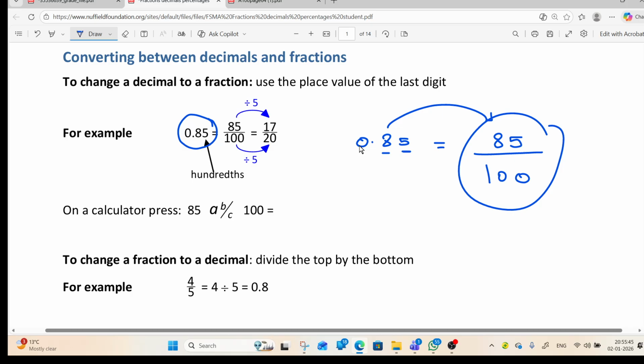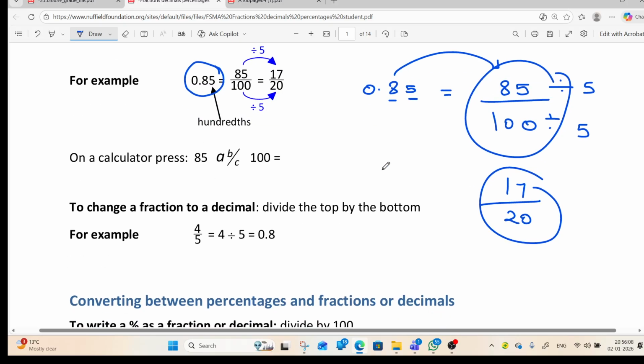Because you see, both 85 and 100 are divisible by 5, right? So I can divide the numerator by 5 and also the denominator by 5. If I divide 85 by 5, I get 17, and if I divide 100 by 5, I get 20, right? So 17 over 20 is my fraction in the simplest form. That's how we convert a decimal into a fraction.